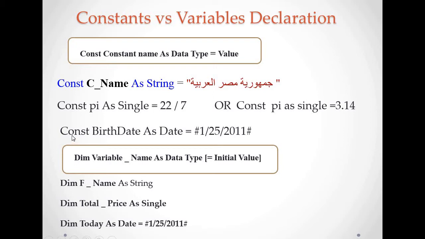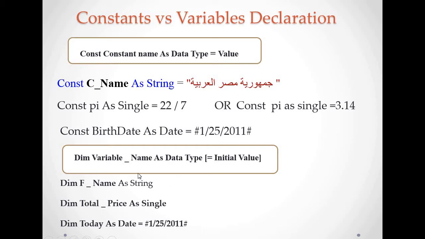Another example: if we have a fixed value which is a date and it is not changed by the user, we start with the word Const, then write the constant name, like BirthDate, because it's fixed, then determine the data type, which is Date. Then we put the equal sign here because we have the assignment and also we have the value, so it is called an assignment statement.